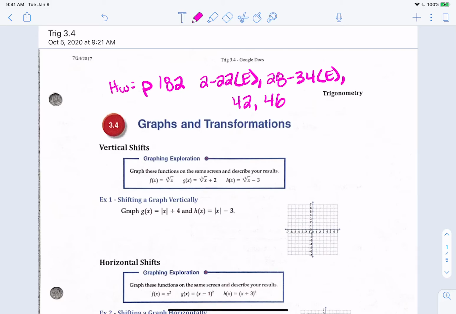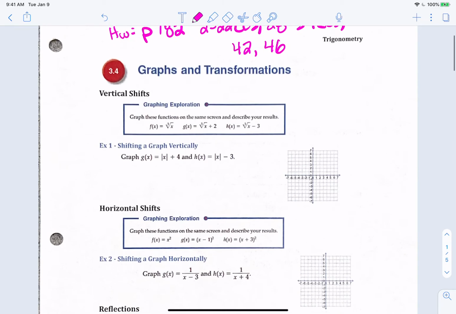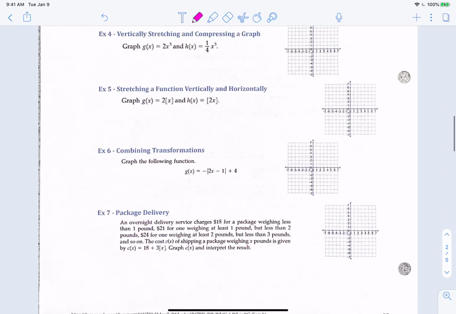With what we do today, by filling that chart out below, you should be able to do all of the 2 through 22, all of those. You should be able to do this entire homework assignment when we fill out this sheet. We will go back through, though, and fill in the notes for 3.4. We'll probably do that tomorrow.